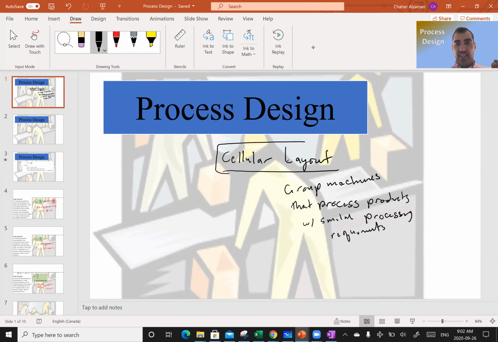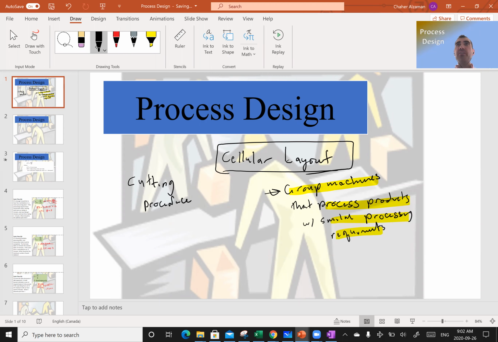So we have the cellular layout, which basically is going to group machines that process products with similar processing requirements. So instead of just having a layout that is based on the product itself, we could be creative about finding certain processes that are in common between products. So for example, maybe more than one product uses the same cutting procedure. So the cutting is the same.